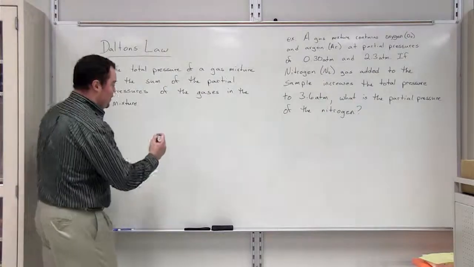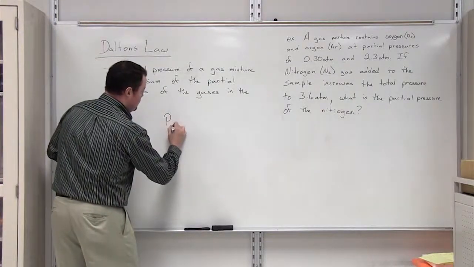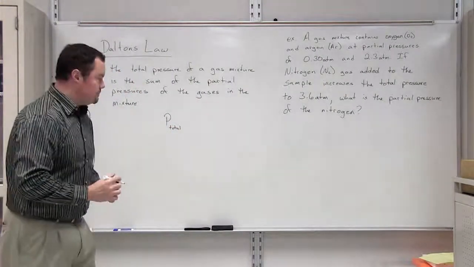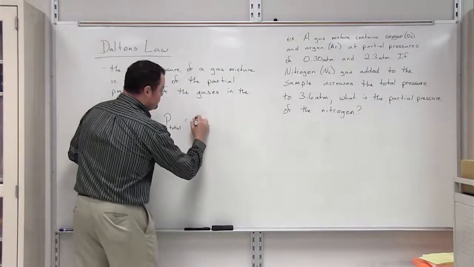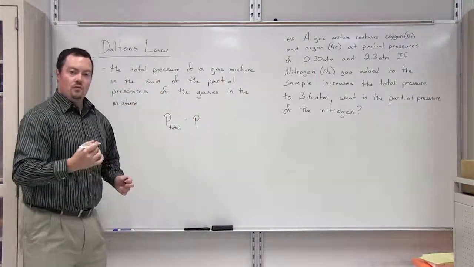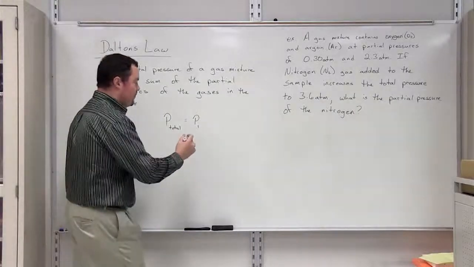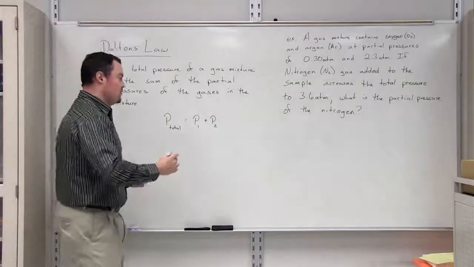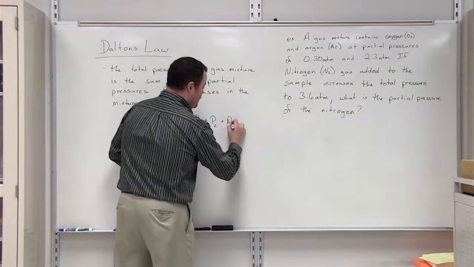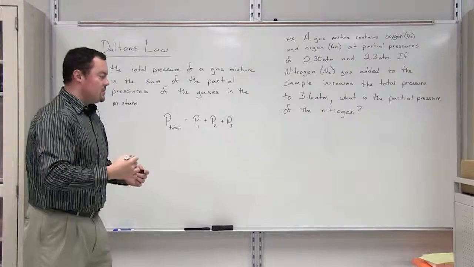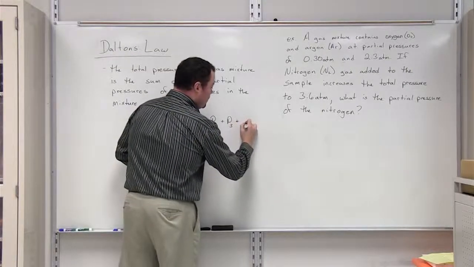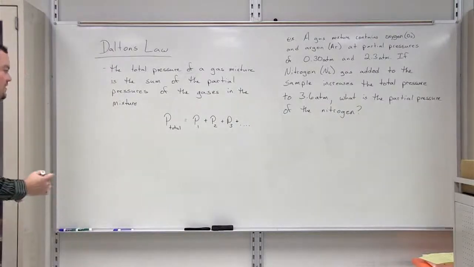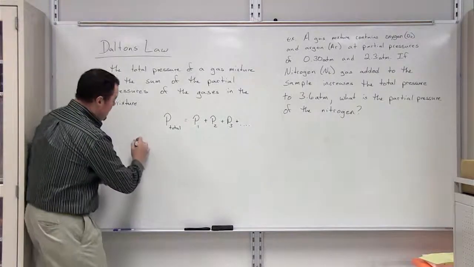The formula for Dalton's law is P total, which is the total pressure of the system, is equal to the pressure of your first gas, or the partial pressure of the first gas, plus the partial pressure of the second gas, plus the partial pressure of the third gas, and so on, depending on the number of gases present in your mixture.